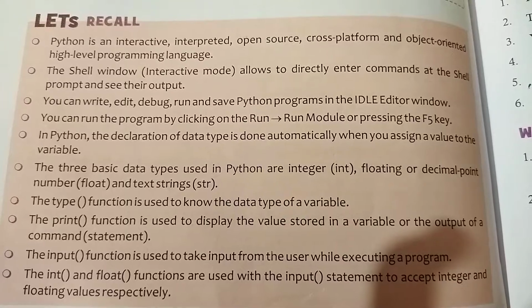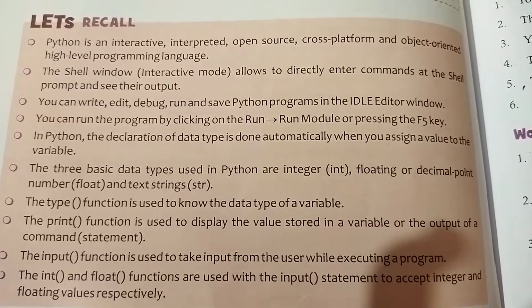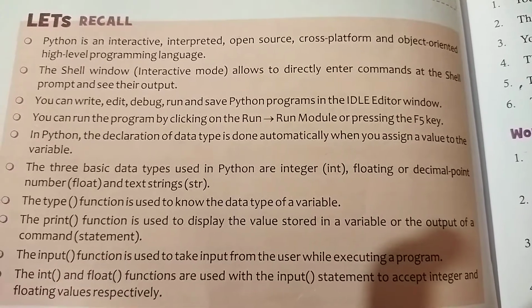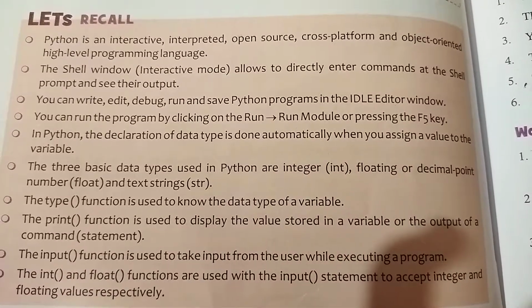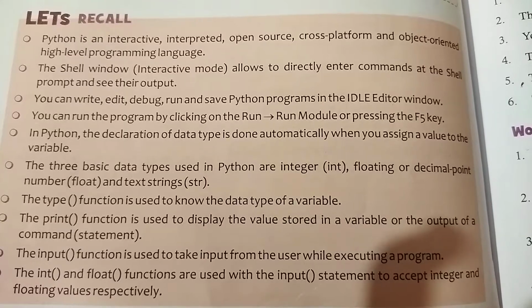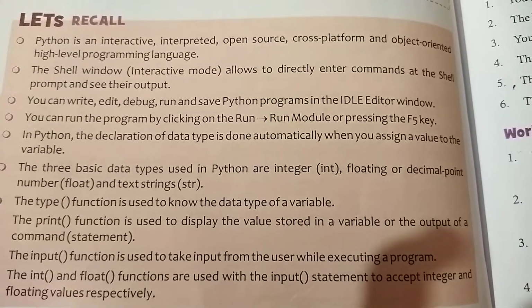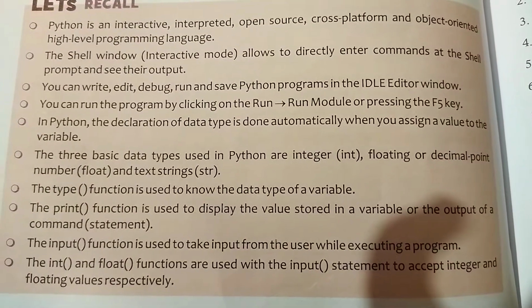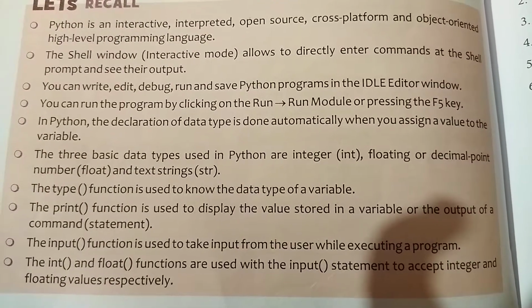The next point, students: in Python, the declaration of data type is done automatically when you assign a value to the variable. Okay, so the three basic data types used in Python are integer int, floating or decimal point number float, and text string str. Then the type function is used to know the data type of a variable.